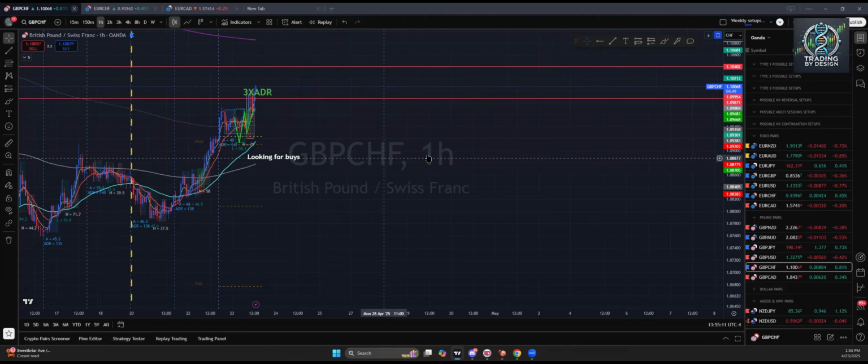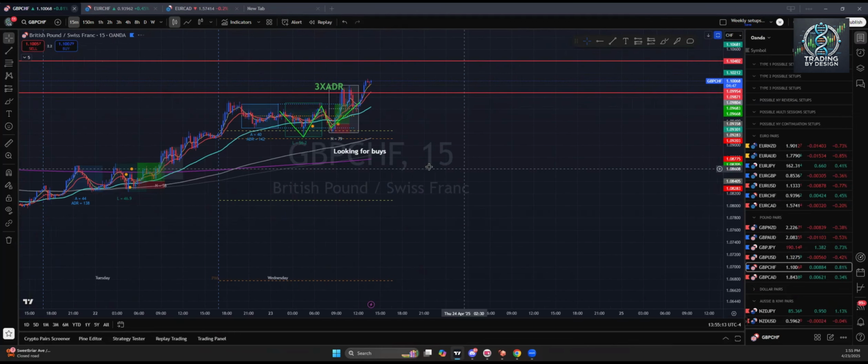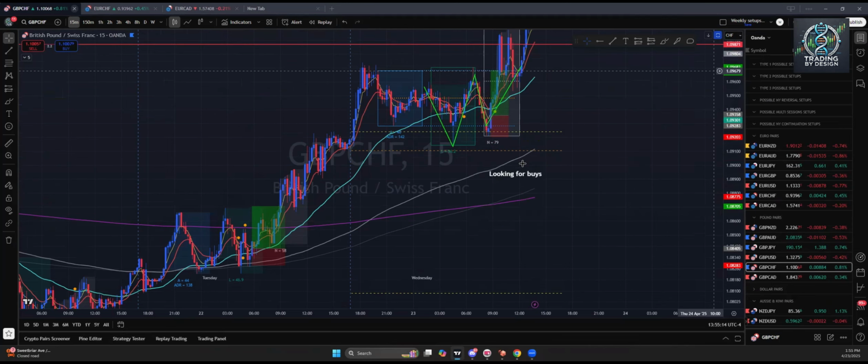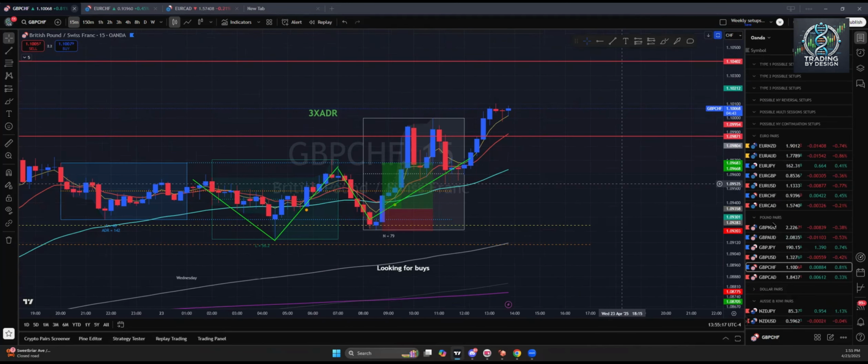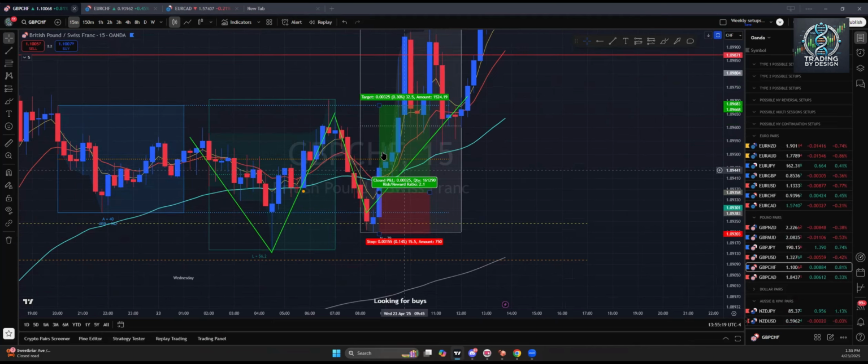Starting off with GBP Swiss, as you can see, price did form a multi-session W, second leg in the New York session. Here we have a pullback that was made perfect to enter the trade. Would have got 32 pips off of this trade.